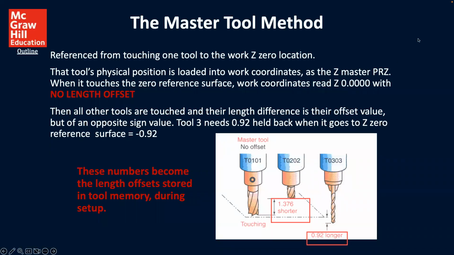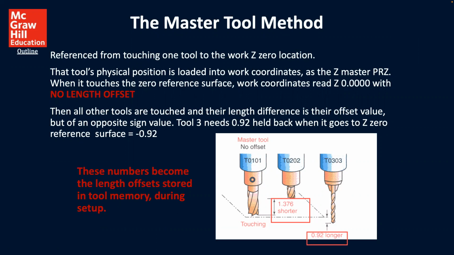Okay, continuing on with the master tool method, reference from touching one tool to the work Z0 location. That tool's physical position is loaded into work coordinates as the Z master. When it touches the zero reference surface, work coordinates read Z 0.0000 with no length offset.